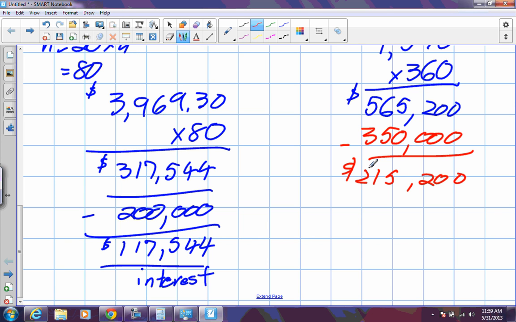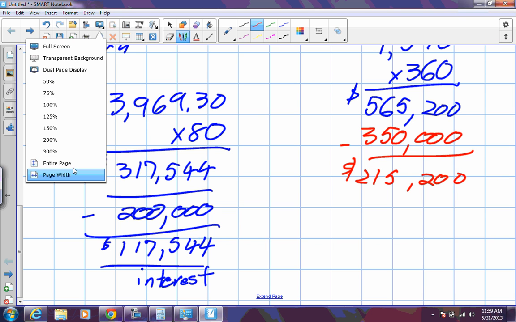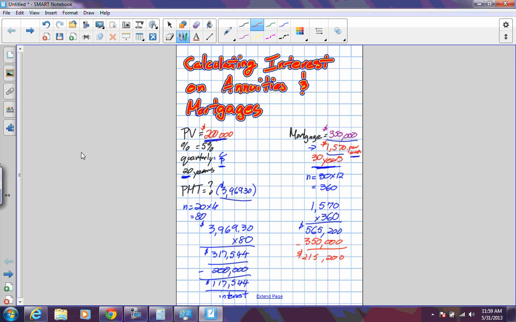Okay, so look at that. The bank almost, not quite, but almost doubled their money when they lent it to me over the course of 30 years. So great investment for a bank. Kind of sucks for me that I had to pay them so much extra money when I only borrowed $350,000.